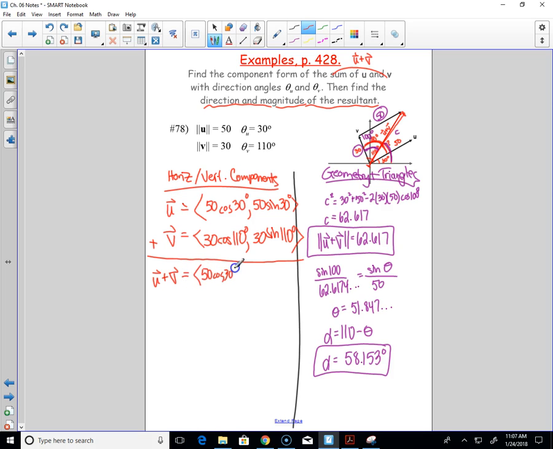50 cosine 30 plus 30 cosine 110, and 50 sine 30 plus 30 sine 110. Now, if we wanted to make this approximate, we could go ahead and get those decimals, and let's see if it makes sense with what we have up on the board. So 50 cosine of 30. I think Thomas has it. Just double checking him. Yeah, 33.046.